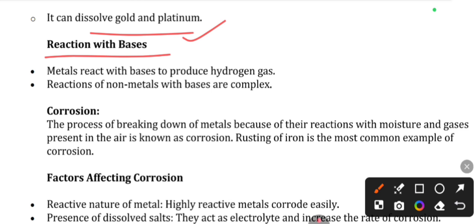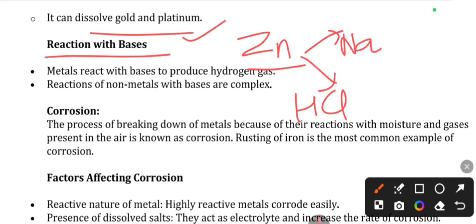Reaction with bases. Metals react with bases to produce hydrogen gas. Which example will you take here? Zinc. Zinc is a metal and it behaves as an amphoteric element. I told you amphoteric elements are those which can react with acid as well as base. So zinc reacts with HCl and it reacts with NaOH. Metals actually are not reacting with bases, but zinc does because it is amphoteric. One more example is aluminium in 10th class.